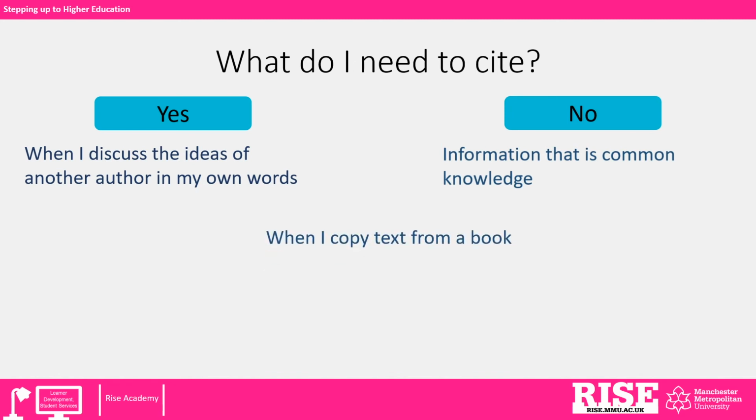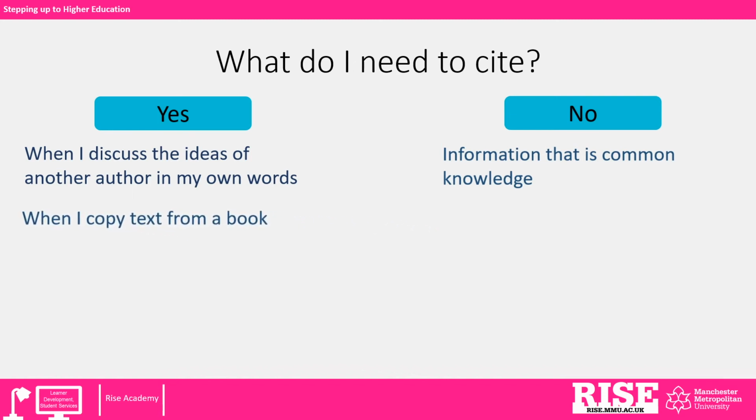When you copy text from a book, this does need to be cited and referenced. When you use an author's words, word for word, this is called a direct quote, and you need to indicate in your work that it is a direct quote by putting quotation marks around the author's words and adding a citation and a reference.